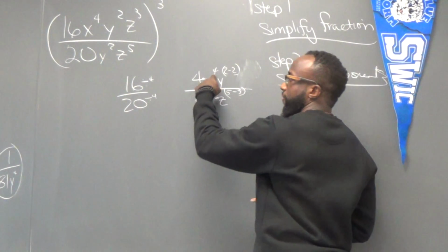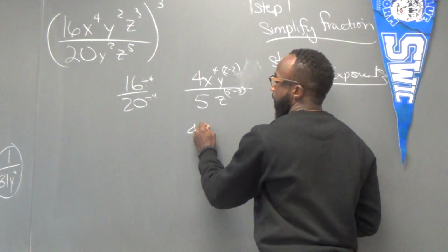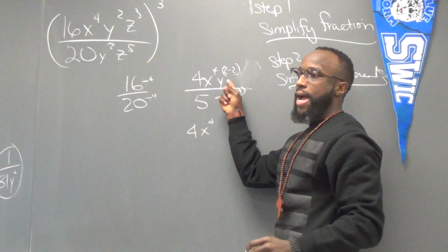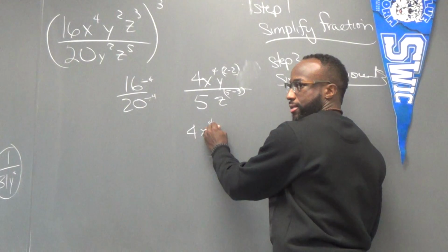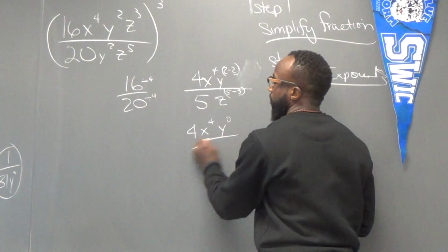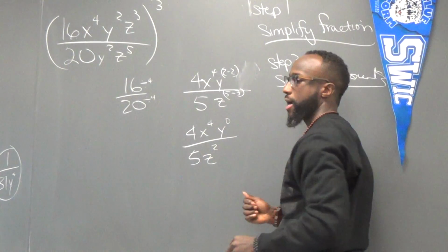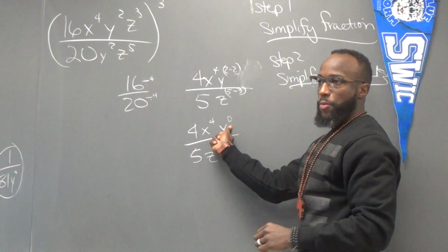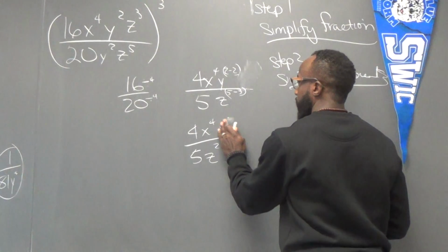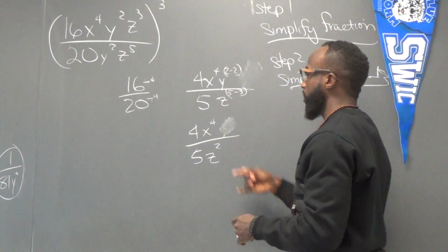When we simplify that, we get 4x to the 4th, y to the 0, and then z to the 2nd. I'm just writing it all out. Y to the 0 power is what? 1. So we don't need it. So this is what we have.